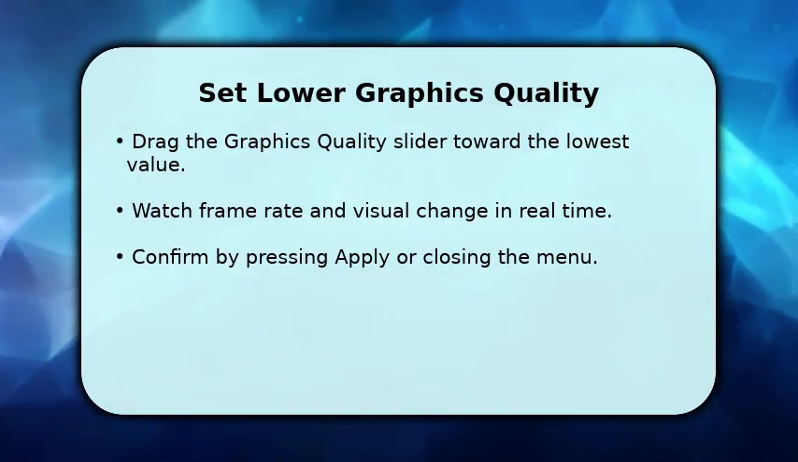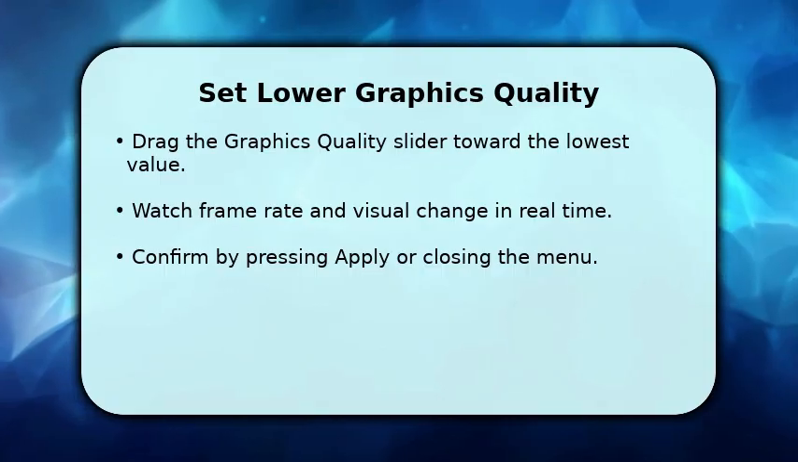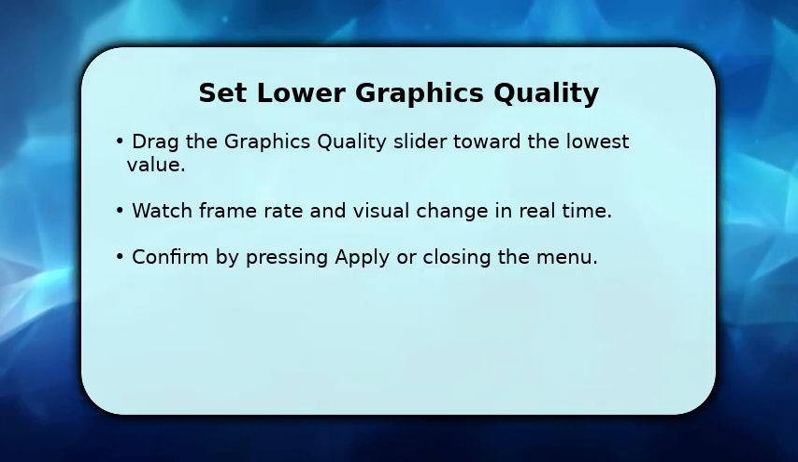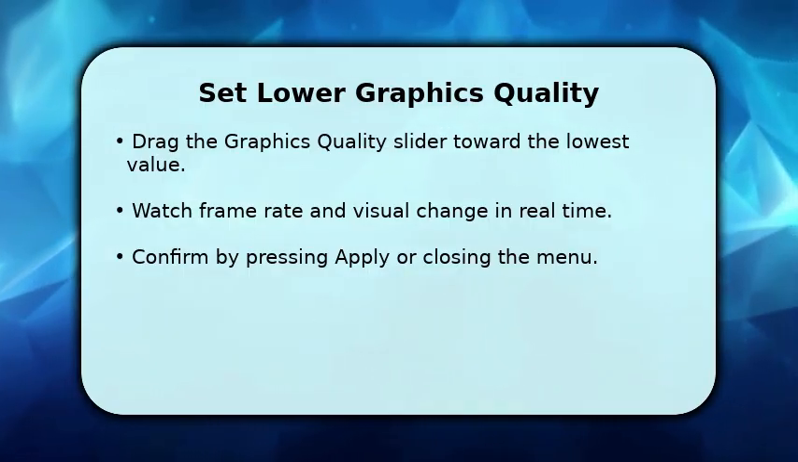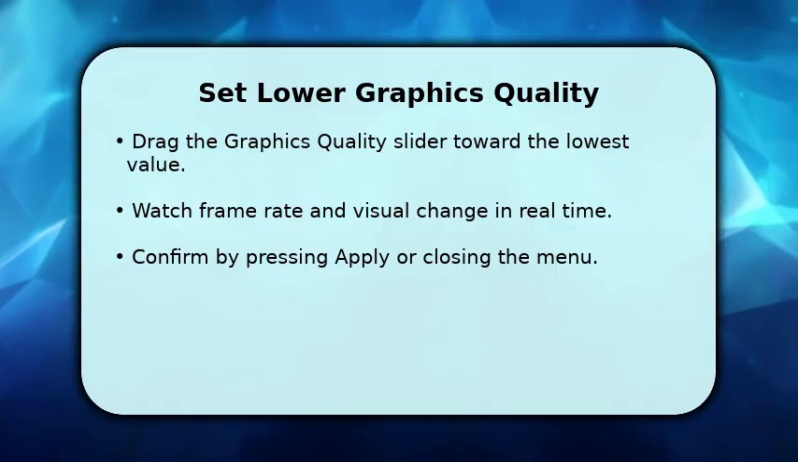Once you hit a level that balances smoothness and clarity, press Apply if present, or simply close the menu so settings save. If you need more reduction, repeat and choose a lower tick. This manual slider is how you control it.